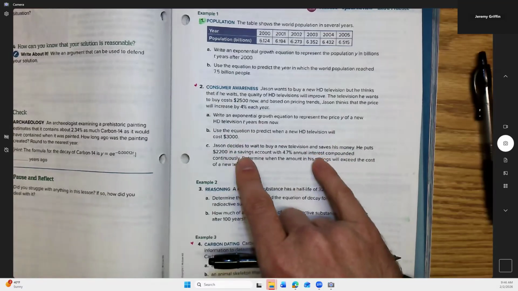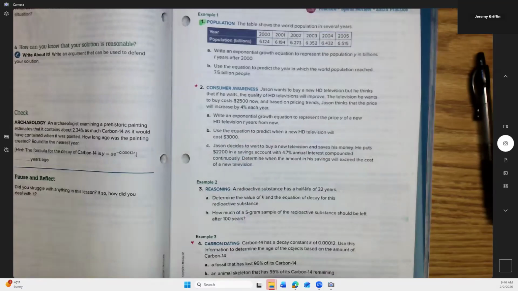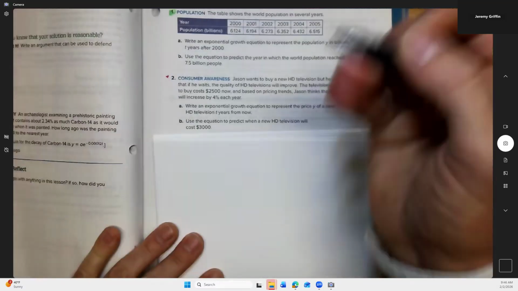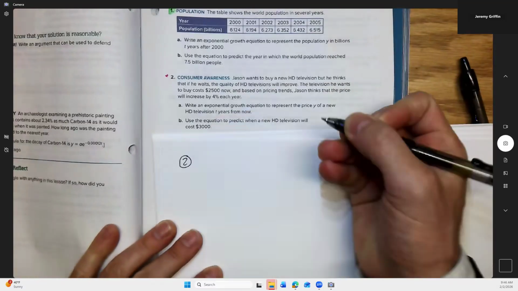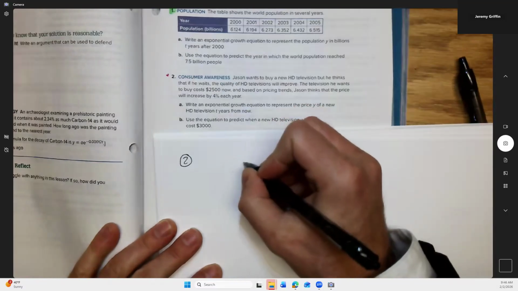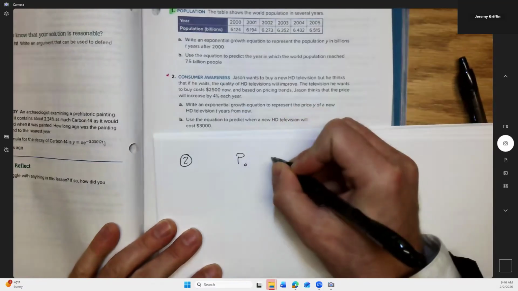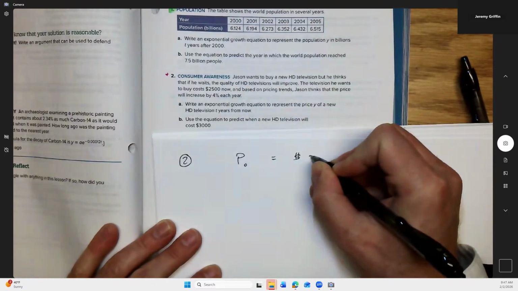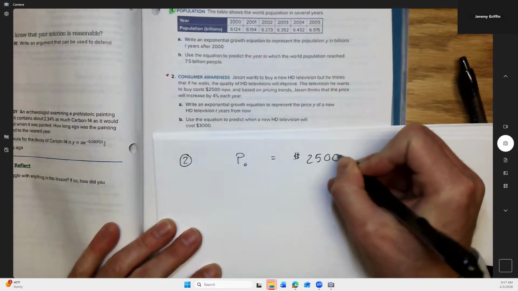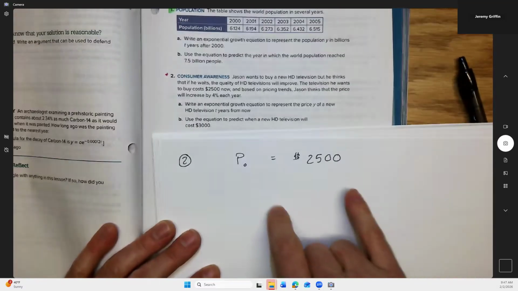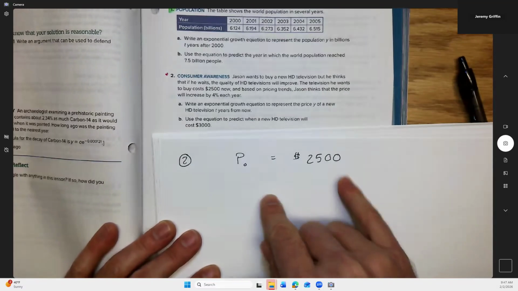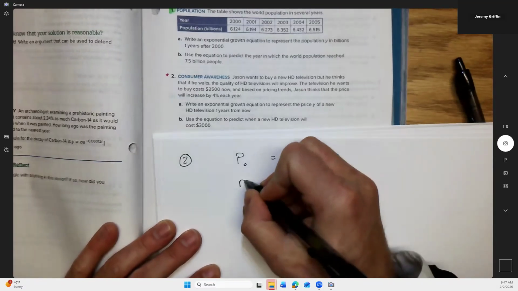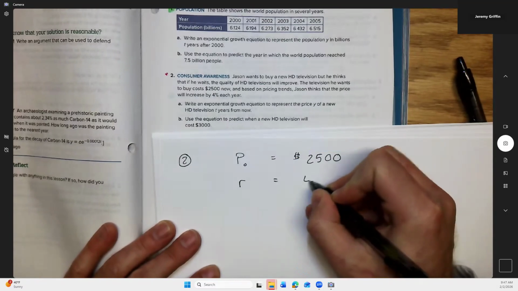And then there's a part C, but let's do part A first. One thing at a time here. So number two, they just told us this. The current price, I'll call it P naught, is $2,500. So if he doesn't wait any time at all, he just rushes straight to the store, that's the price. He thinks the growth rate, I'll call it R, is going to be 4% per year.